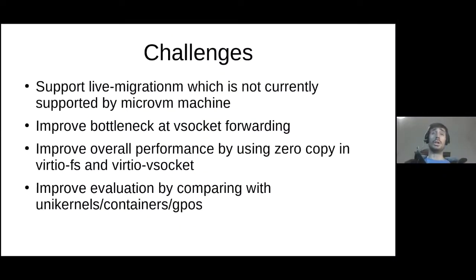So yeah, well, these are some of the challenges that I faced and I'm continually facing at the moment in order to improve the deployment of this architecture. First, I would like to improve the support for live migration, which is not currently supported by Microvm machine. Also, I see that we have a sort of bottleneck when we have to forward traffic from internet to the guest. So we have to improve the way we do it in that case.